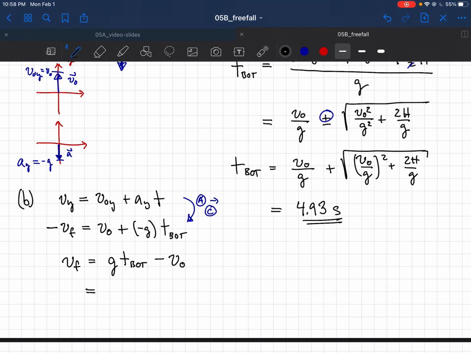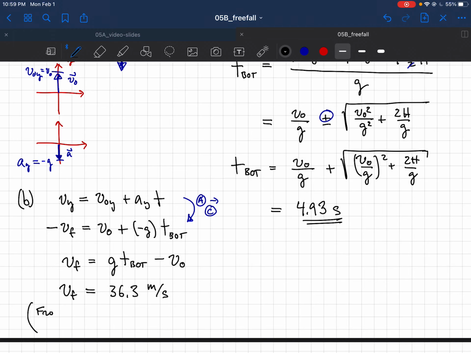So what does that give us? Let's plug it in. So we have g times the thing that we just found, and we subtract off v0. Oops, I screwed that up. Minus v0. Oh, I still screwed it up. So we have g times 4.93 minus v0. That's better. And we get 36.3, and that's in meters per second.